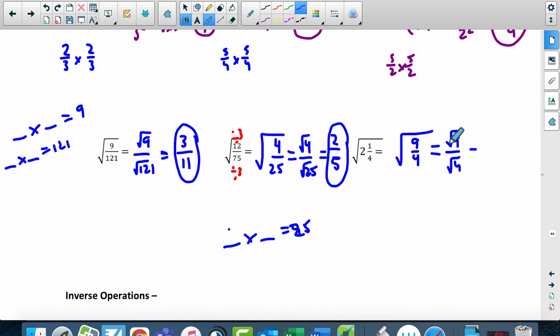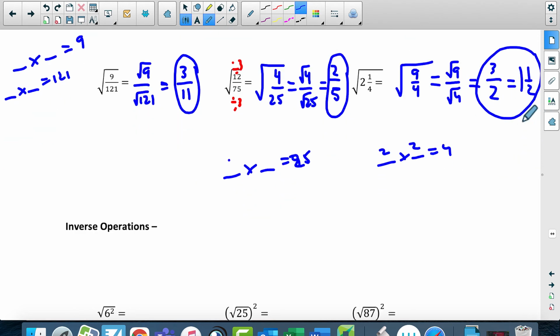What number multiplies by itself to get 9? Oh, we did it over here. 3 times 3 equals 9. So the square root of 9 is 3. And what number multiplies by itself to give 4? 2 times 2 equals 4. So our bottom number is 2. You can leave it like that, or of course you can make it 1.5. Either way works.